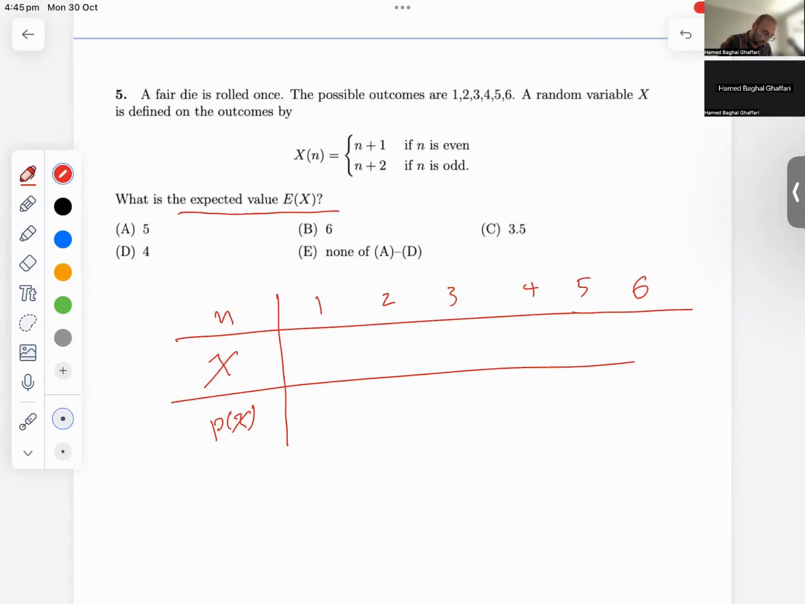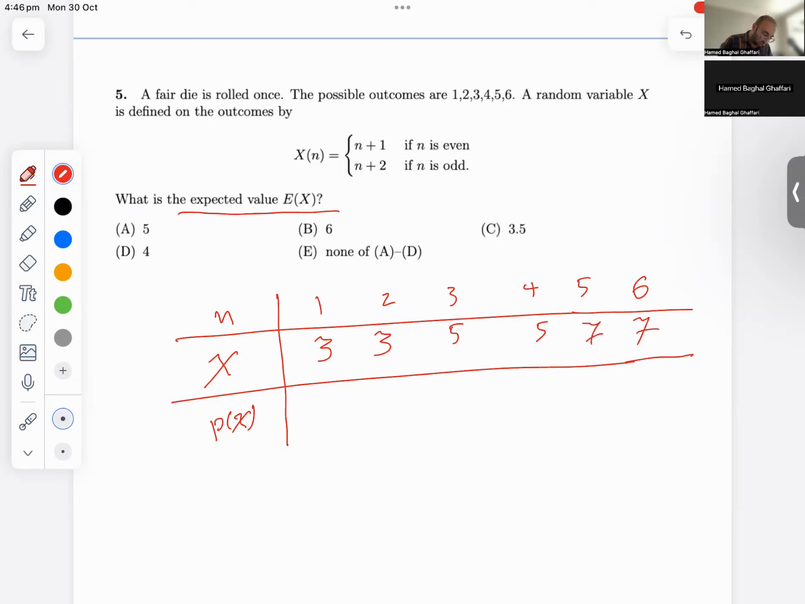And if I have 1, it means 1 is odd, so 1 plus 2, so here 3. 2 is even, so 2 plus 1, so I will write 3 here. And 3 is odd, so 3 plus 2 is 5 here. And if I get 4, 4 means even, and 4 plus 1 is 5, so 5 here. And respectively, these two will be 7, 7.